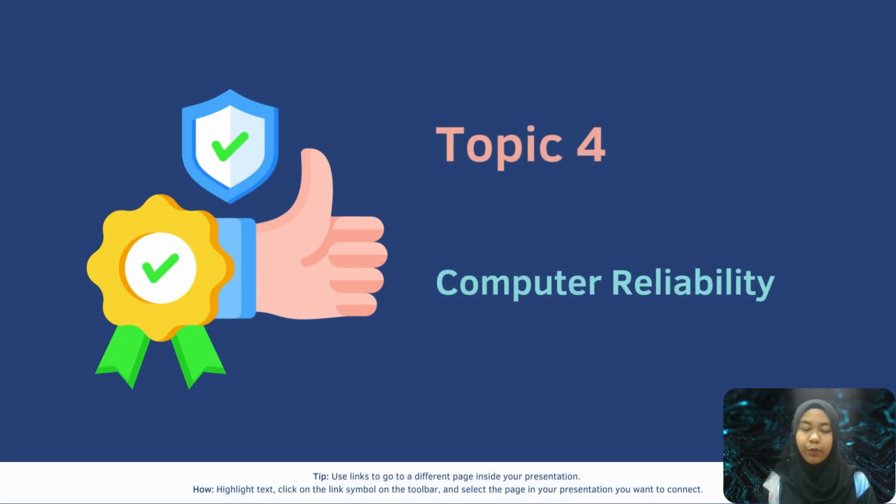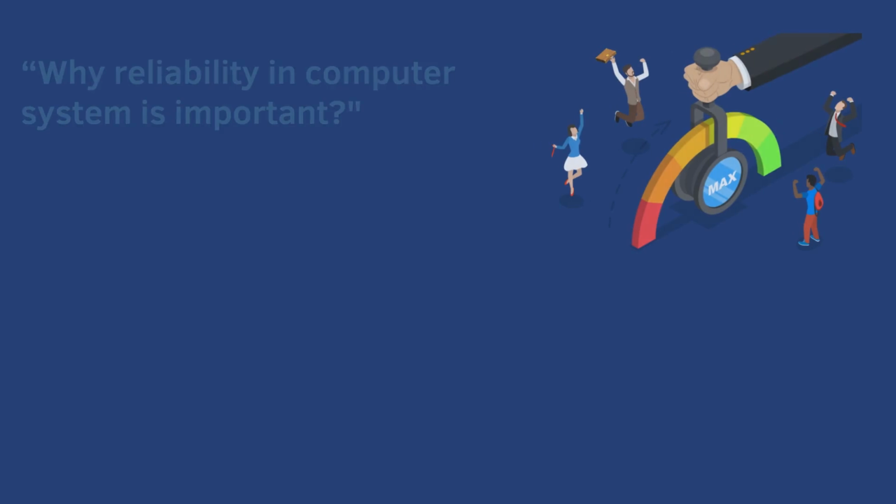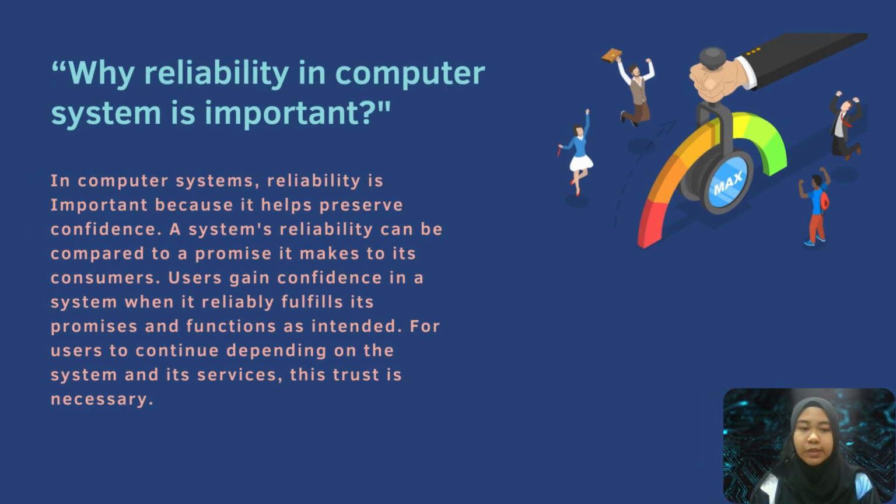And next, we move to topic 4, which is computer reliability. Why is reliability in computer systems important? In computer systems, reliability is important because it helps preserve confidence. A system's reliability can be compared to a promise it makes to its consumers. Users gain confidence in a system when it reliably fulfills its promises and functions as intended. For users to continue depending on the system and its services, this trust is necessary.